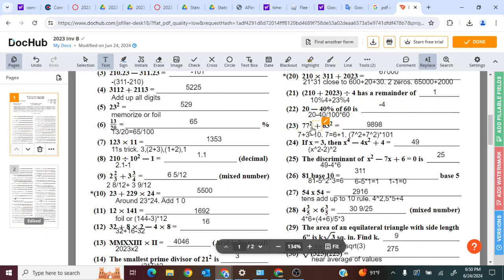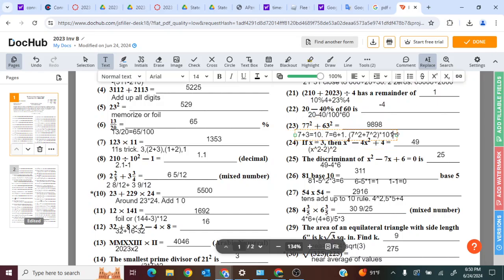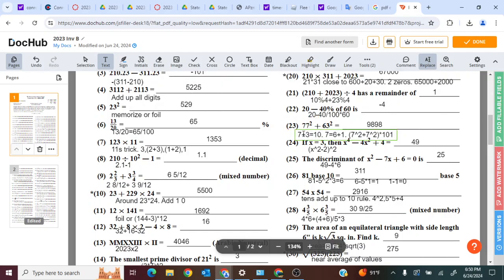Okay, 23. It's pretty common when they give you these humongous squares that you're going to be using, I don't know the name of it, but you multiply your end value by 101. What you do is, first off, the tens value of one number and the ones value of another number has to add up to 10. So 7 plus 3 is equal to 10. And then the ones value of that number has to be greater than 1 plus the tens value of another number. So 7 is equal to 6 plus 1.